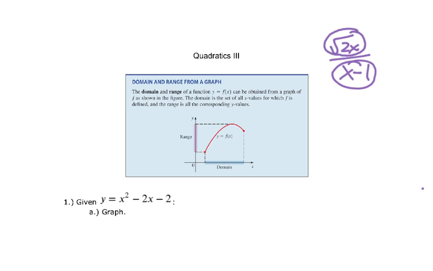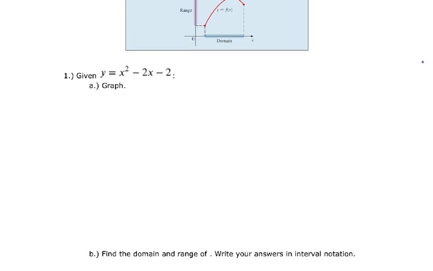And for range, we'll be looking for the output, right? When we plug in certain numbers, what are the types of numbers that we get out? In this picture here, think, right, domain is what we're plugging in, or our x value, and range, that's going to be what we get out, or our y value. So let's talk about domain and range in terms of quadratics.